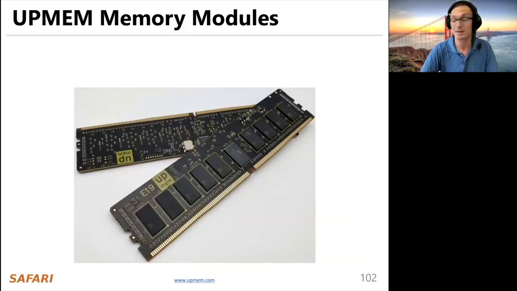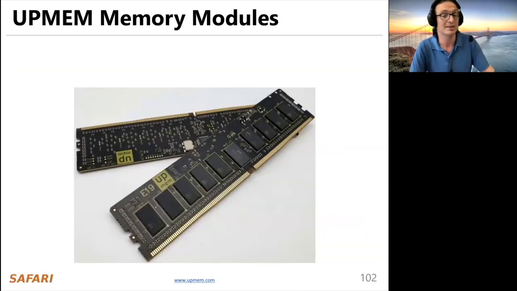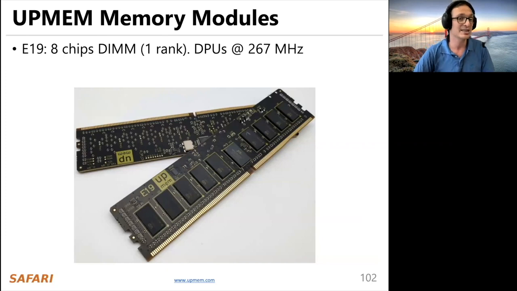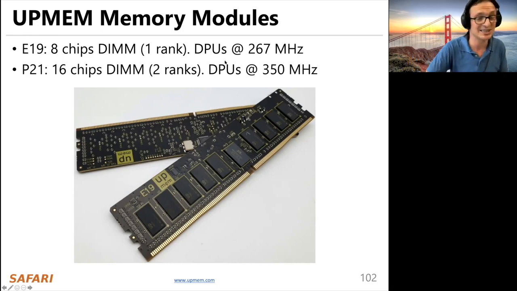But these are real memory modules right now, very similar to your other memory modules, except these are processing-capable memory modules. And I think this is fascinating. This was introduced in 2019, and you can read a lot more about their performance analysis right now. And you can see the newer version, the P21 version, has more chips and DPUs are faster.